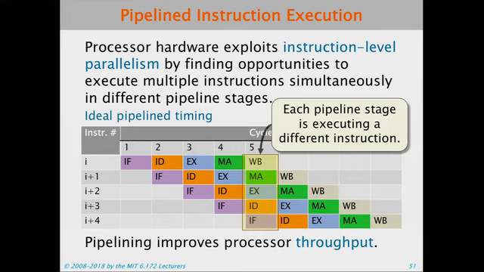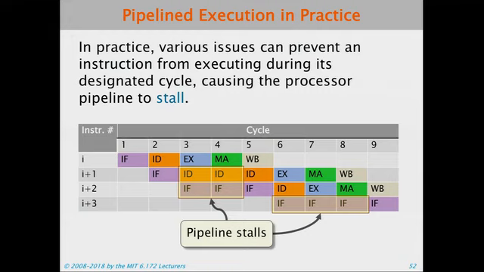So each pipeline is executing a different instruction. However, in practice, this isn't what happens. In practice, you discover that there are what's called pipeline stalls. When it comes time to execute an instruction, for some correctness reason, it cannot execute the instruction, has to wait. And that's a pipeline stall. That's what you want to try to avoid, and the compiler tries to produce code that will avoid stalls.